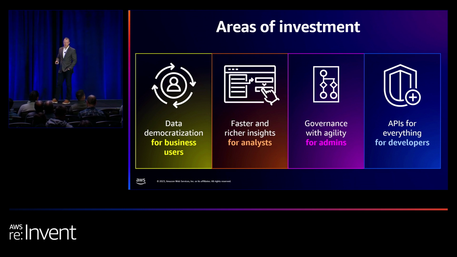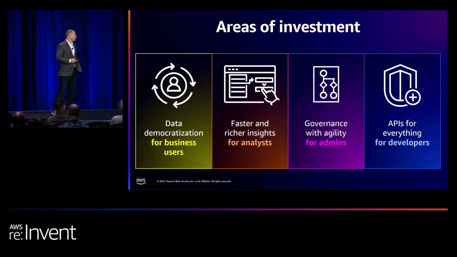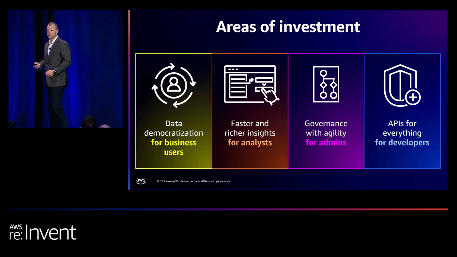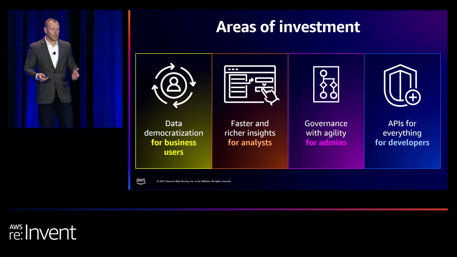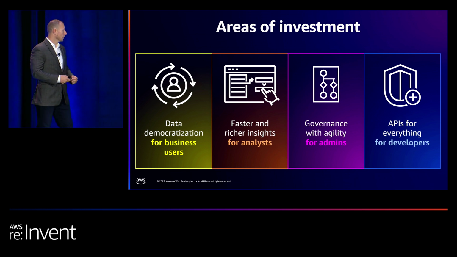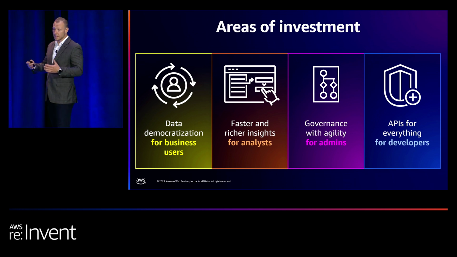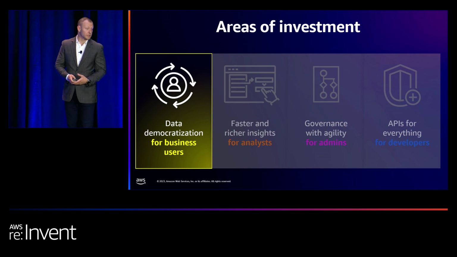Thanks, Neil. So when we think about features in QuickSight, we think about 4 areas of investment. So we want to democratize data for business users. We want faster and richer insights for analysts. Can you build a dashboard and get it out to your users quickly and more efficiently? We focus on governance. Are the right users seeing the right data at the right time? And then APIs for everything, right? QuickSight was born out of scale, so APIs are really important for that. Can you manage the deployment at scale, at will? So we're going to start with business users.